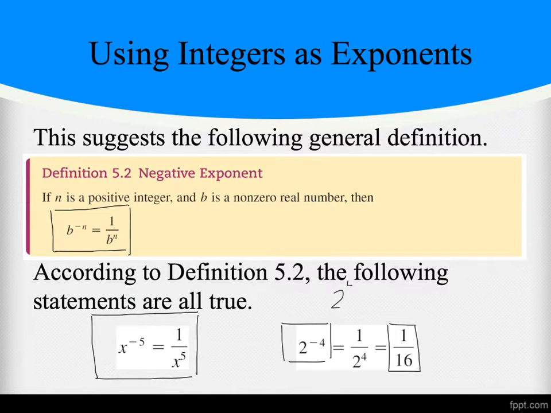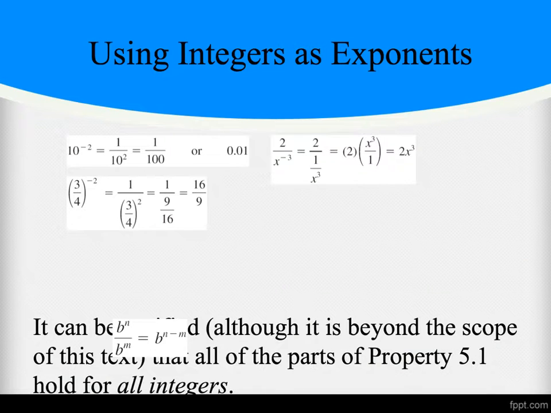2 to the 4th power is 16, so 2 to the negative 4th power would be the reciprocal of that, 1 over 16. And these examples demonstrate that as well. So we want to recognize that these properties that we've learned for exponents are going to hold now for all integers, not just those that are positive, but now for negative exponents as well as for exponents equal to 0.